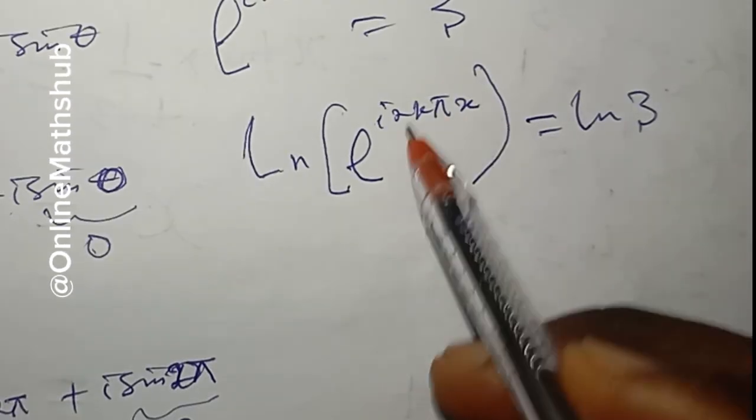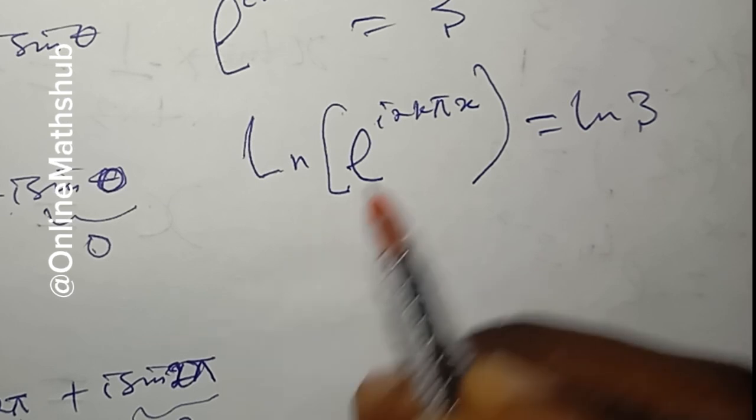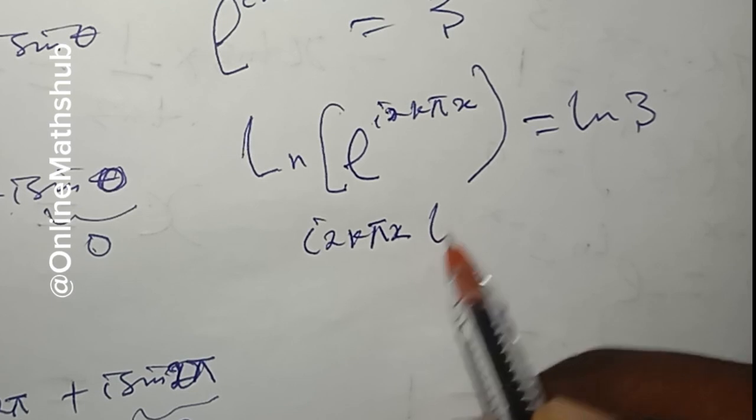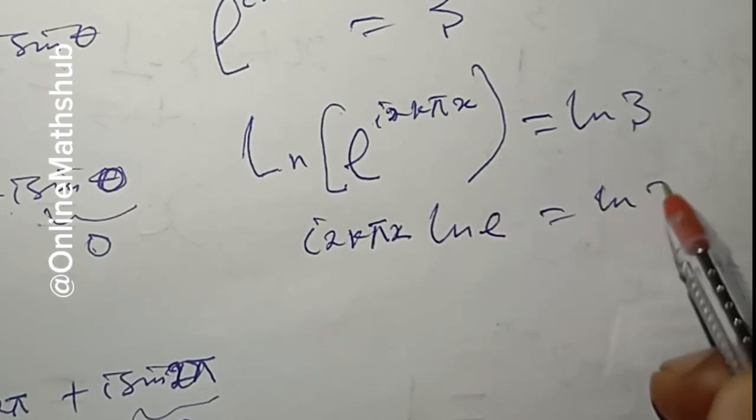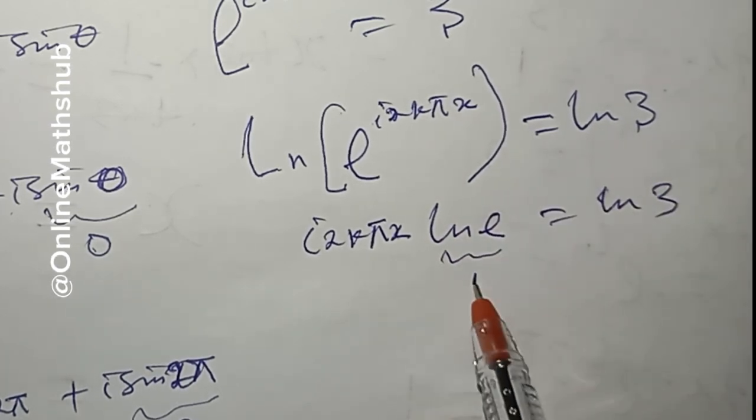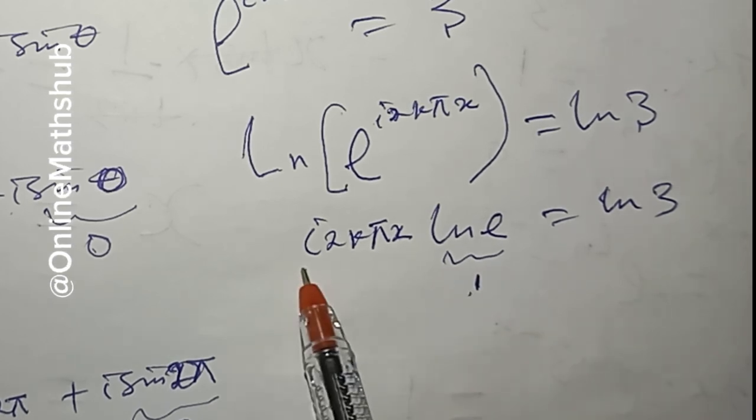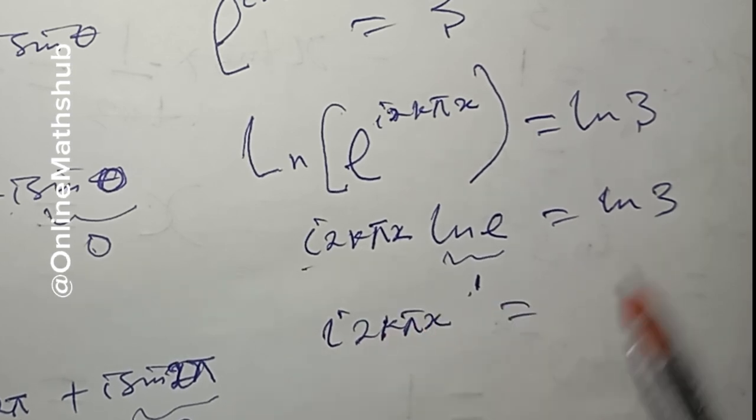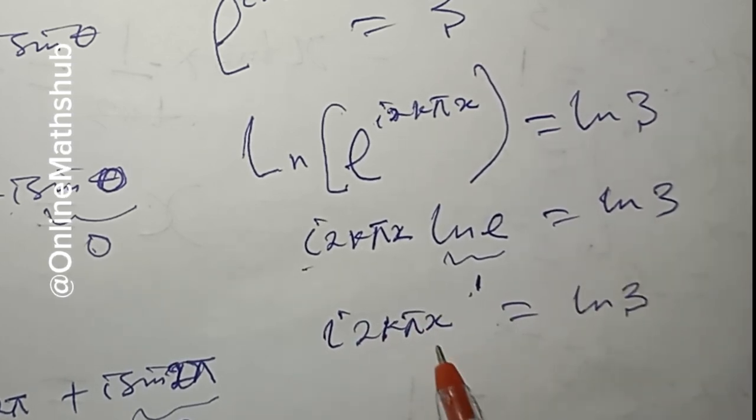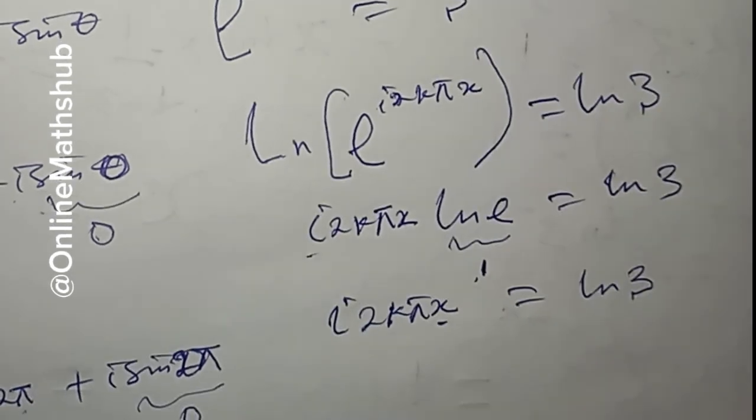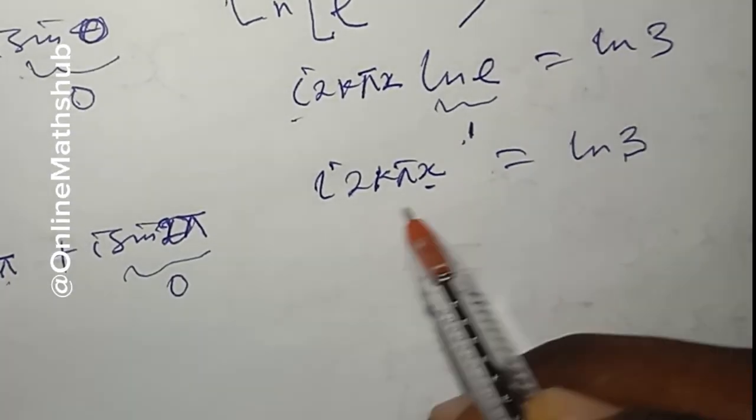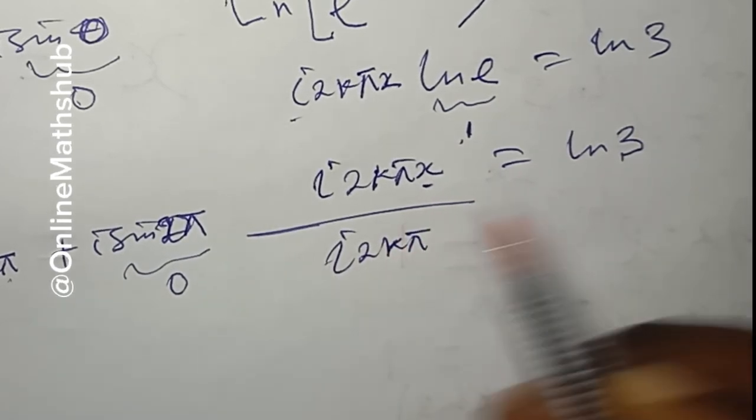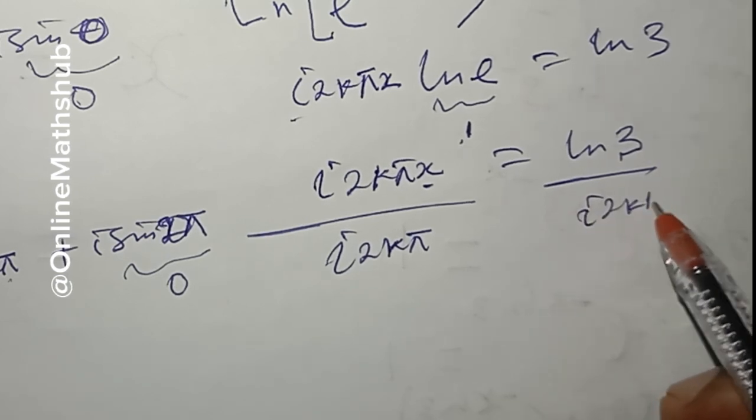Utilizing the property of logarithms, I'm going to bring all of this down so that this gives me i 2k pi x times the natural log of e is equal to the natural log of 3, and obviously the natural log of e is equal to 1. So 1 times this stuff right here, I'm left with i 2k pi x equal to the natural log of 3. Because we are looking for x, we're going to divide through by the coefficient of x, which is i 2k pi.